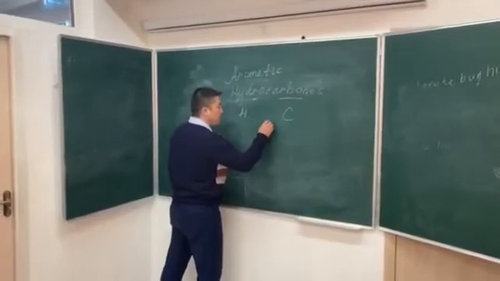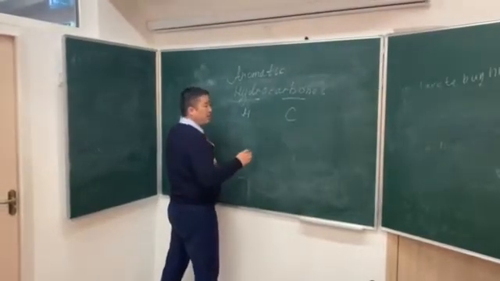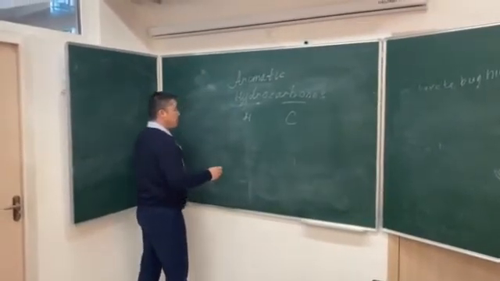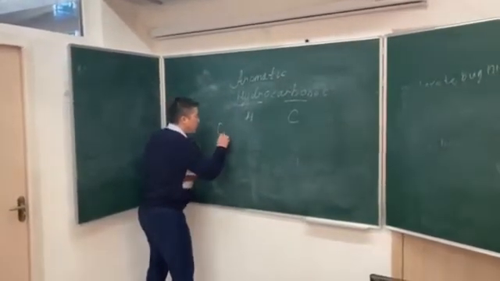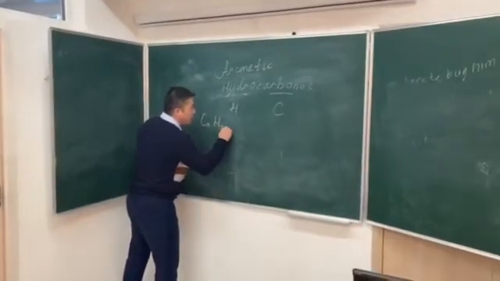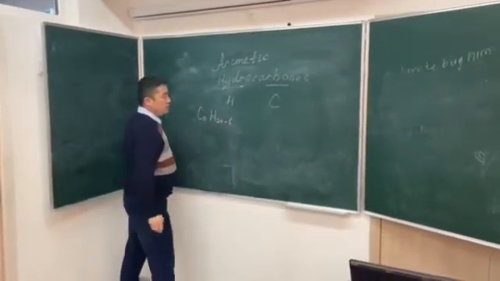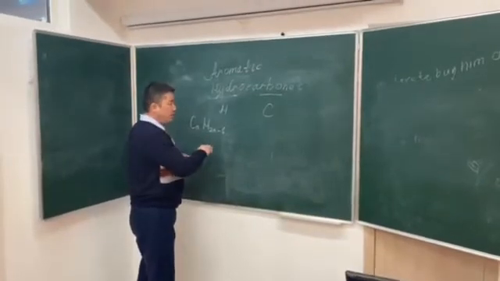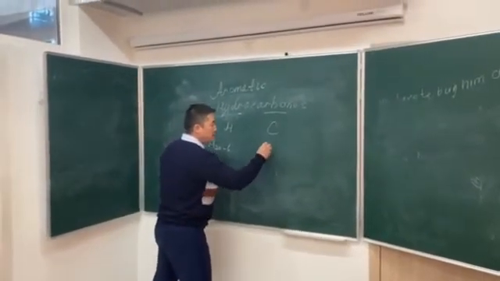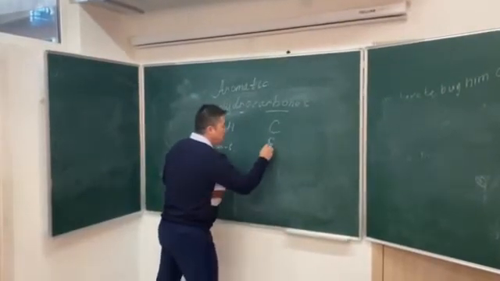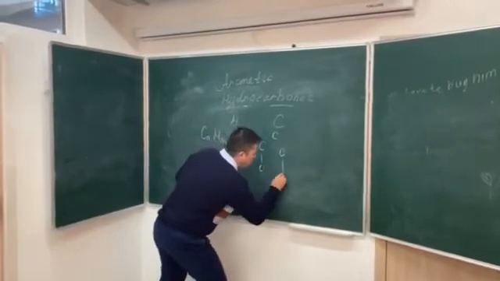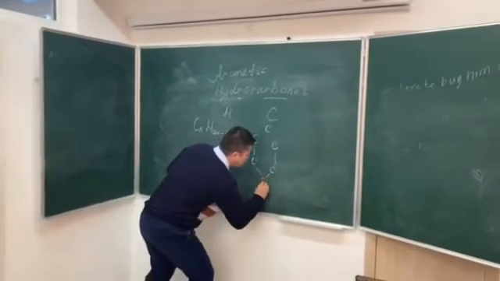For example, benzene has 6 carbon atoms. Its general formula is CnH2n-6. So, according to this formula, let's draw the structure of benzene. These are carbon atoms 1, 2, 3, 4, 5, and 6.